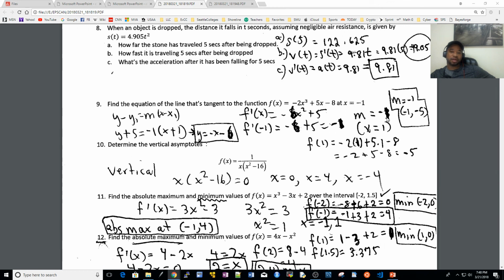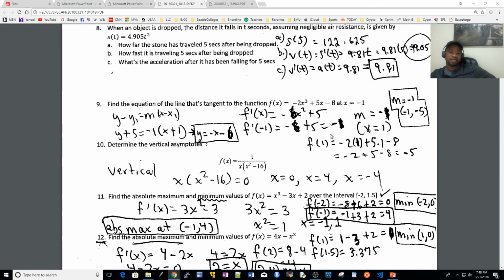So the slope is -1, and we have a point. X coordinate is -1 as well. What about -5? Where did that come from? Well, if you plug -1 into the original function, you can get the y coordinate. Plug -1 in, you're getting a +2, and then -5, and then -8. So +2 minus 5 minus 8 is -3 minus 8. That's -11. I think that should be -11.